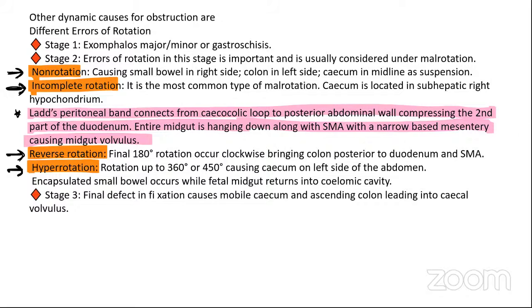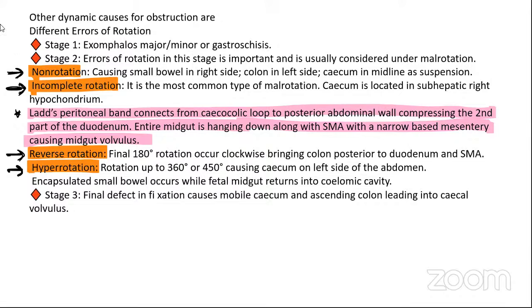And if an error occurs in the rotation in stage 3, the final stage, then the final defect in the fixation causes the mobile cecum. It won't be fixed, and the mobile cecum and ascending colon will lead to the cecal volvulus, right?